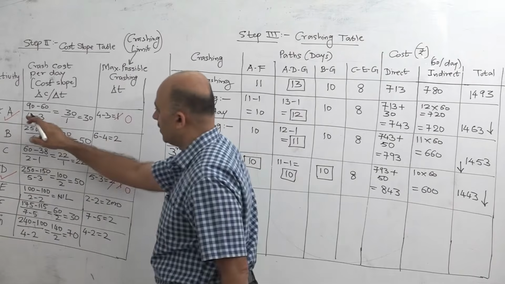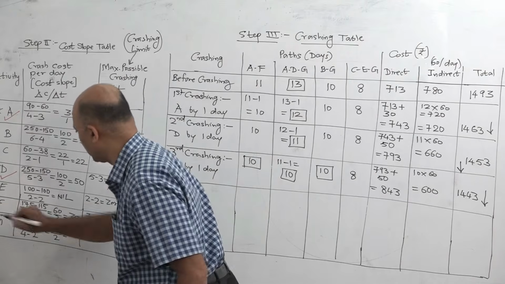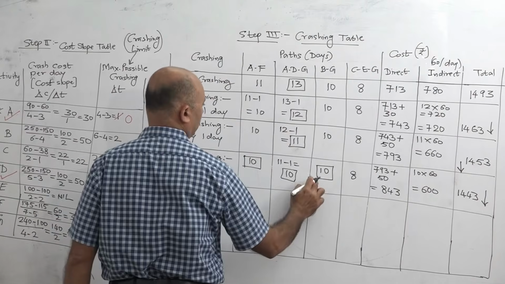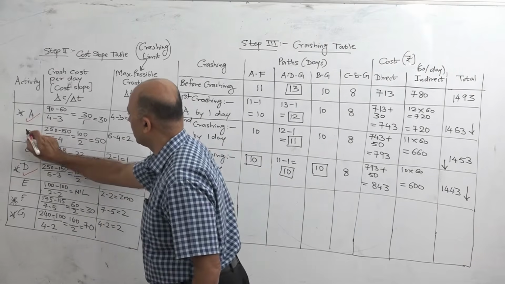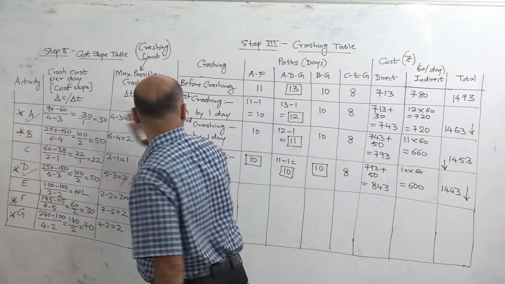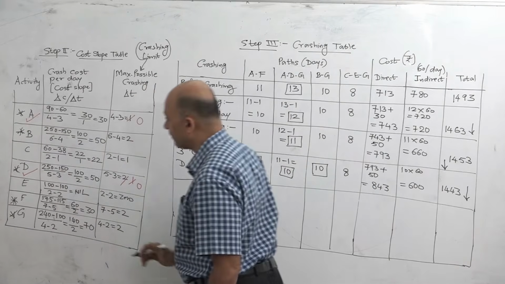AF, A is over, so we can ignore that, but F, now F has become critical, so mark it with a star. Then here BG, B and G. G is already critical, but now B also becomes critical because path BG. So path BG has become 10 days critical path, so activity B also becomes critical.